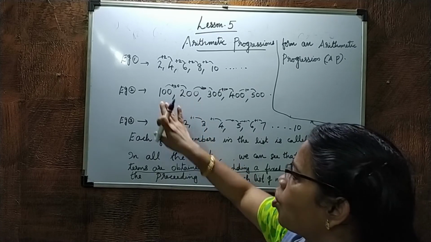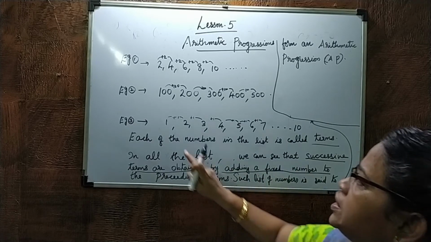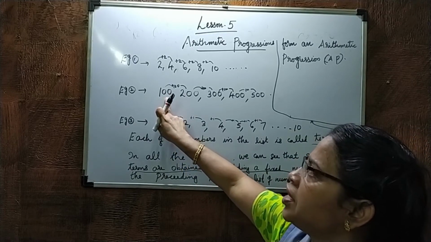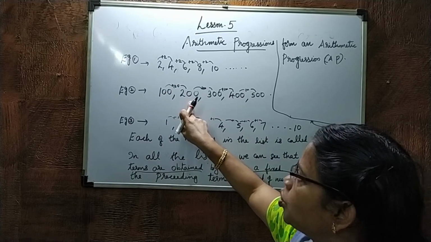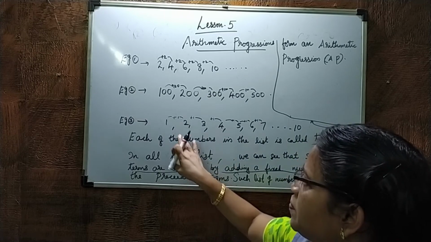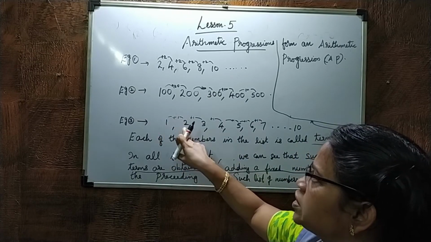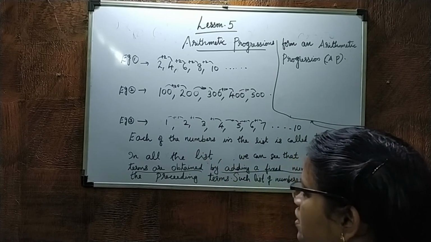So, the common number: adding a fixed number to the preceding term. The preceding term is 100. 100 plus 100, you got 200. Again 200 plus 100, you got 300. Clear? Same as what we did. Here also 1 plus 1 is 2, 2 plus 1 is 3. Like that it goes on. Then what is the next one?